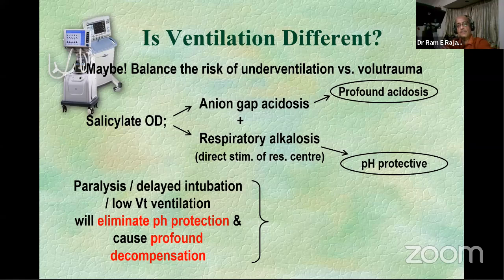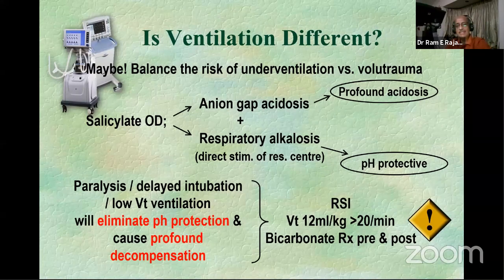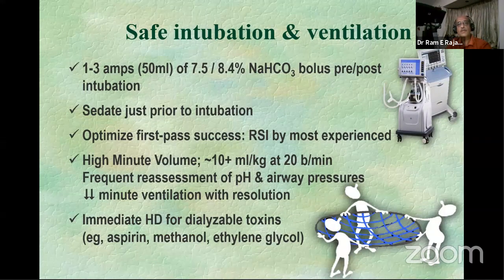So the combination of all these: rapid sequence intubation, probably large tidal volume, 10 to 12 ml per kg in the initial phases, not as a persistent process, okay? And the use of bicarbonate both pre and post intubation is probably something that is usually recommended. In fact, I've seen guidelines that talk about safe intubation under these circumstances, which usually recommend somewhere between 1 to 3 ampules of soda bicarb pre and post intubation, to avoid sedation until just before the intubation, to optimize the first pass success with rapid sequence options. This is basically the process.